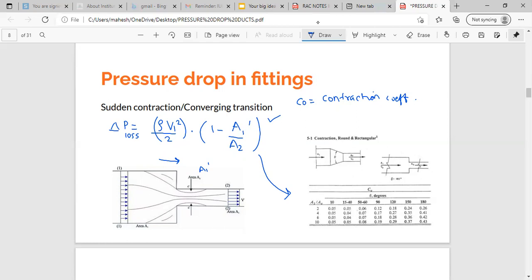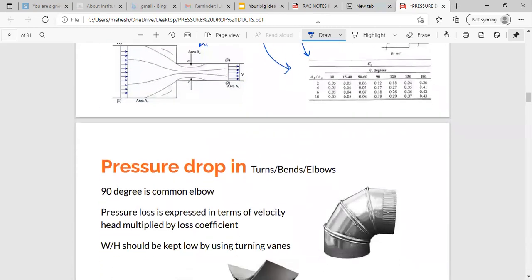If there is a converging transition like this, not a sudden contraction, this is a converging transition, in that case you refer to this sort of tables. You would find in books that contraction coefficient values are also available. So this is one of the important losses because of sudden contraction.